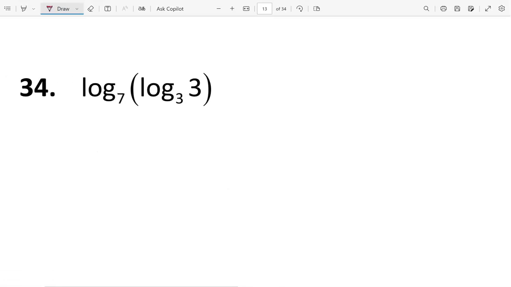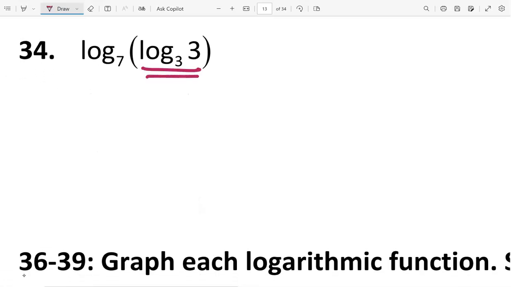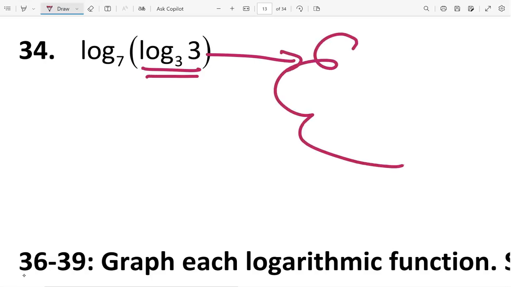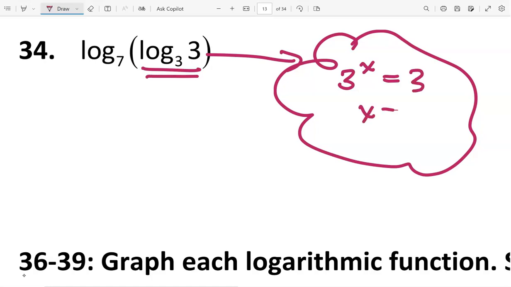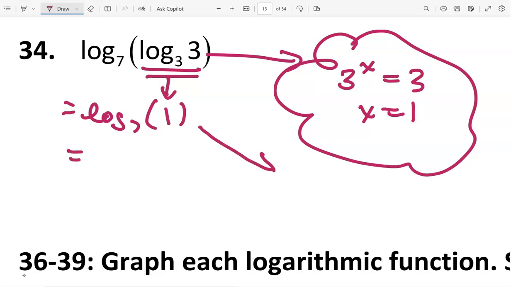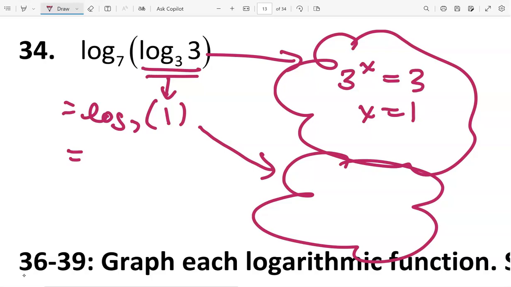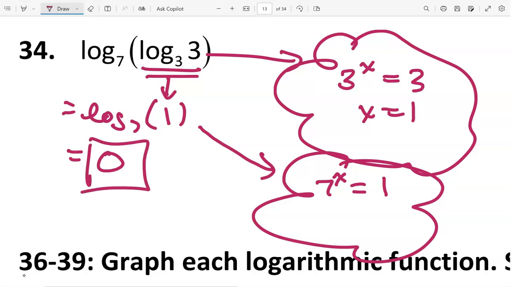In 34, we have an inside function, so we're going to work on this one first. So just order of operations, perform the operations inside the parentheses. So my thought process here has to be base 3 raised to what power gives me 3, and that's a result of 1. So that means that this inside parentheses can just be replaced with 1. So now we're finding the log base 7 of 1. My thought process for that one is going to be base 7 raised to what power gives me 1. And that would be to the 0 power. So 0 is our final result for this expression.